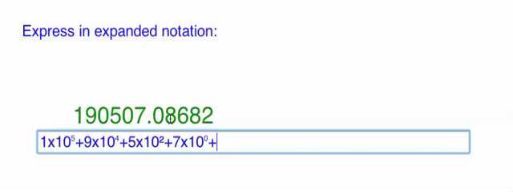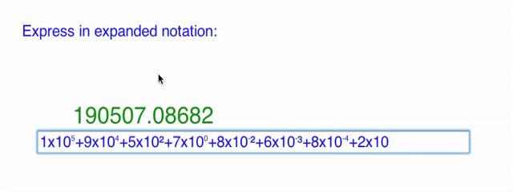But what I like to say is, look, what decimal place is this? This is the first decimal place. So times 10 to the negative first, negative 1. This is the second decimal place. So plus, now we ignore the 0, so I'm going to go right to the 8. 8 times 10 to the negative, what's the decimal place? Second, so negative second. Okay, plus 6 times 10 to the, and this is the third decimal place, so negative 3. Plus 8 times 10 to the negative 4, and then plus 2 times 10 to the negative 5, fifth decimal place. Okay? And that's it.